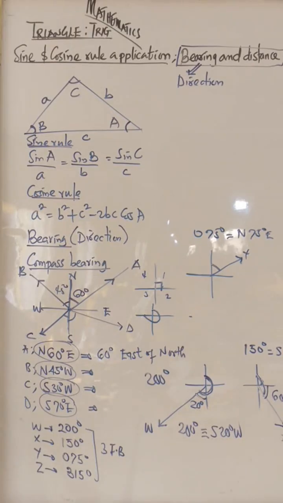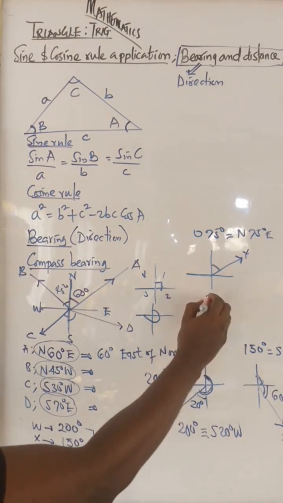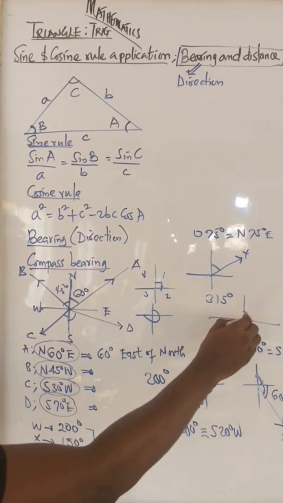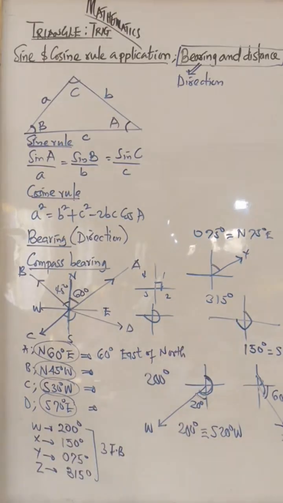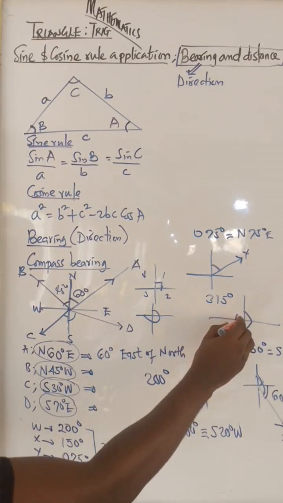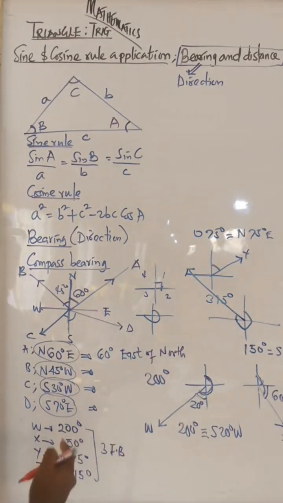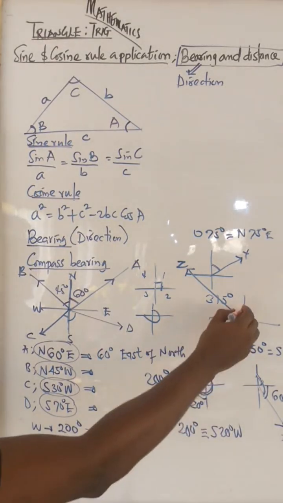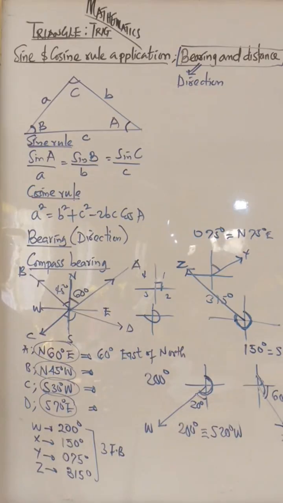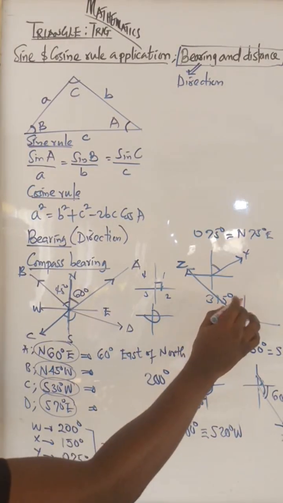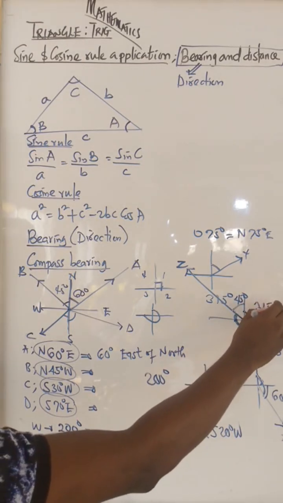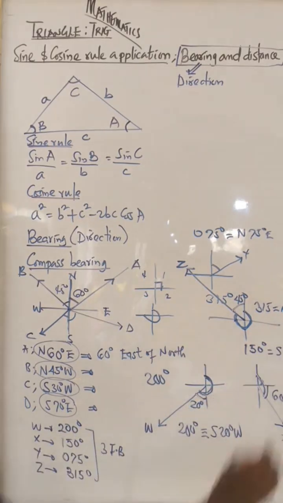Then lastly, 315. For the 315 degrees, this is 90, 180, 270. If we remove 270 from 315, that will be 45. So this is really 45. So this is going to be the direction of our point Z. If the whole of this is 315, from here to here itself is 270. So the remaining one is 45. But we have to reference to the north, 45. So it means 315 is equivalent to north 45 degree west.